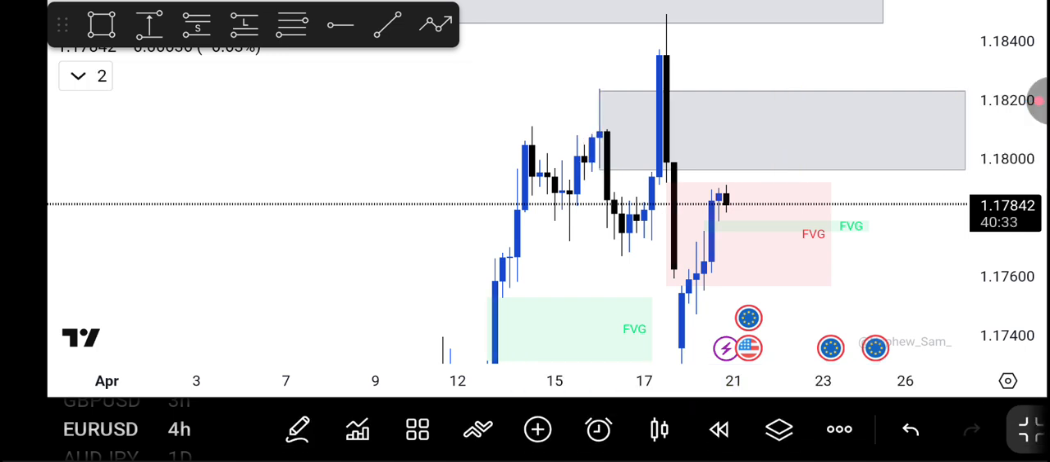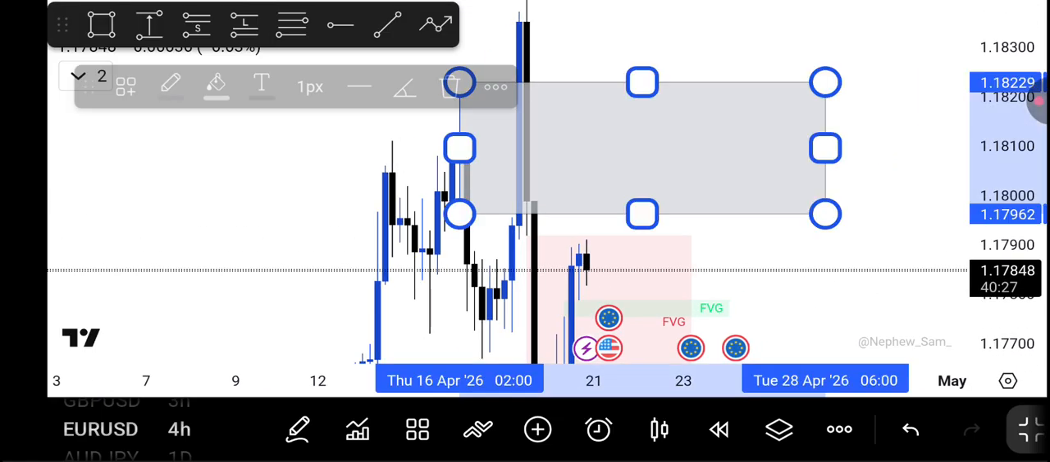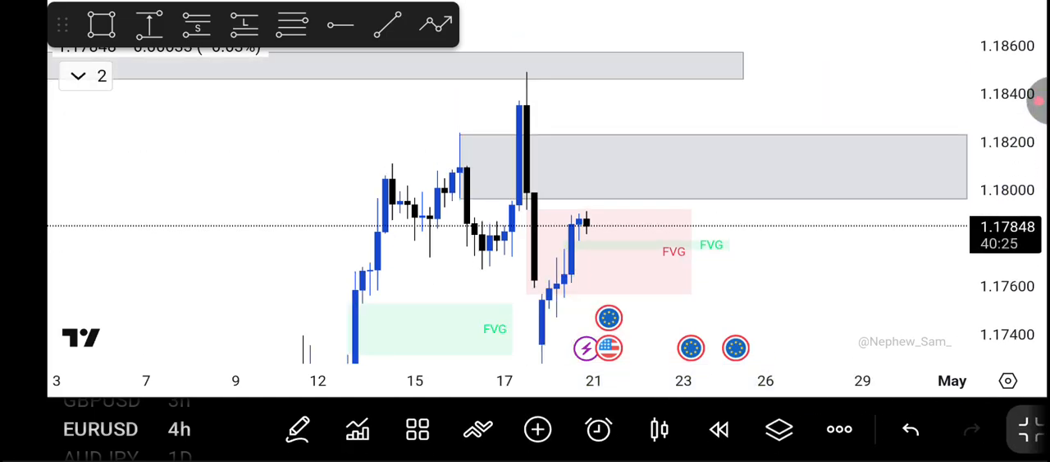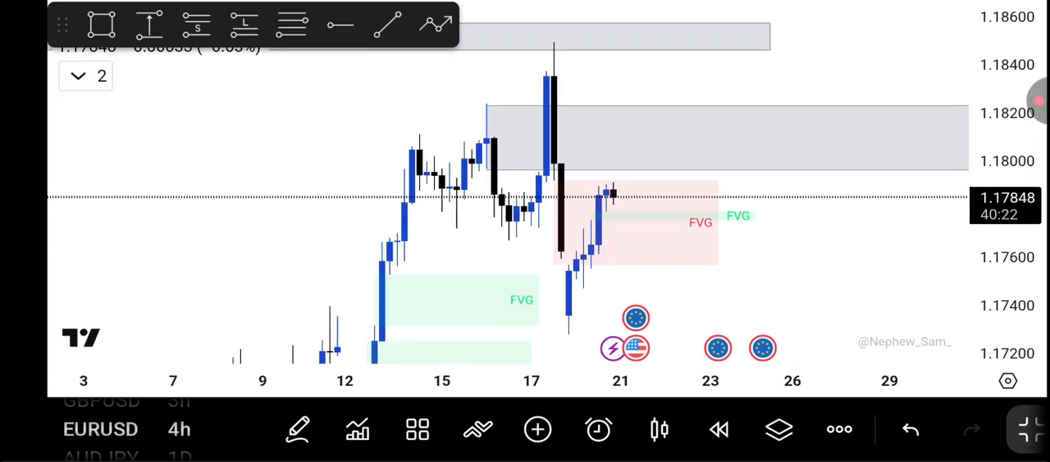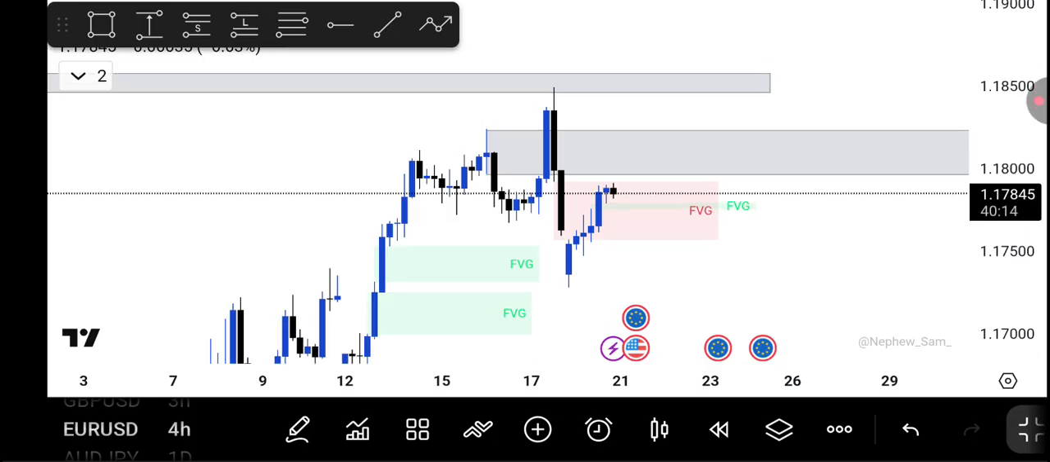So we also have the failed order block at this point. We also have the failed order block. You see, I marked it out. This is the failed order block again. As you can see, the market broke it. The market broke the failed order block and mitigated the previous failed order block to sell.